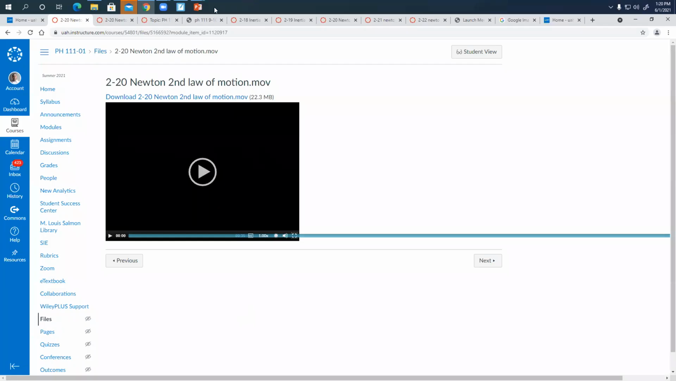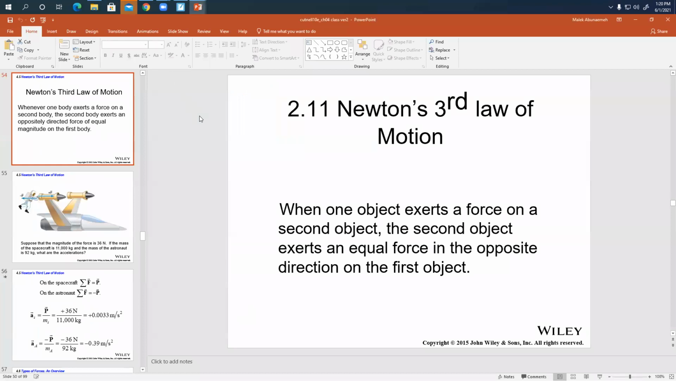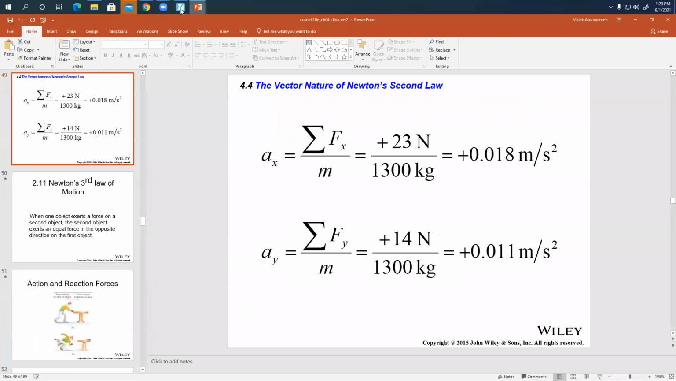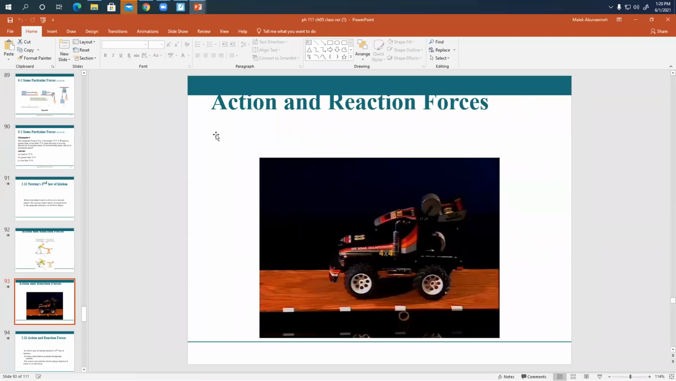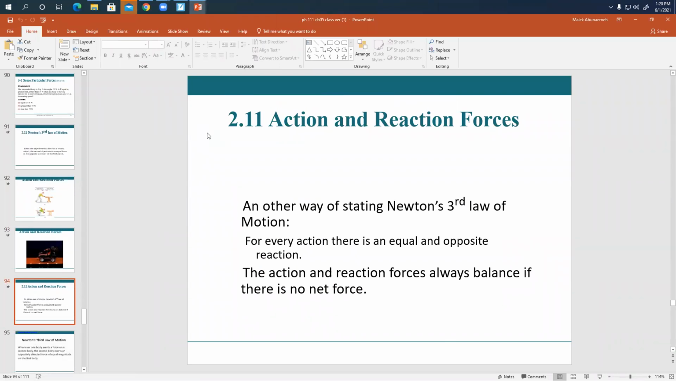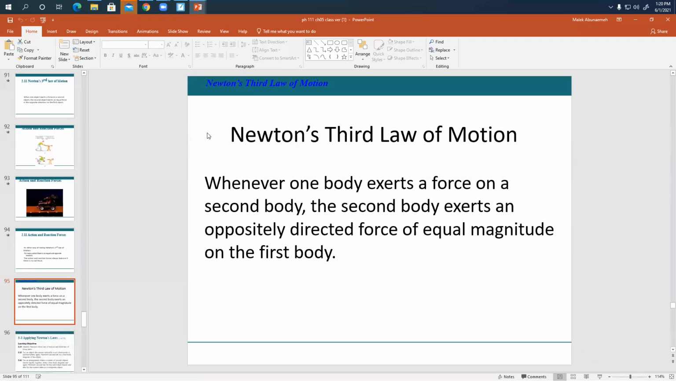Notice that each one was in the opposite direction of the other one when it stops. So another way of saying Newton's third law is for every action there's an equal and opposite reaction. Again, equal in force, opposite in direction. Now the action and reaction forces are always balanced if there's no net force on them. So whenever one body exerts a force on a second body, the second body exerts a force of equal magnitude on the first body.